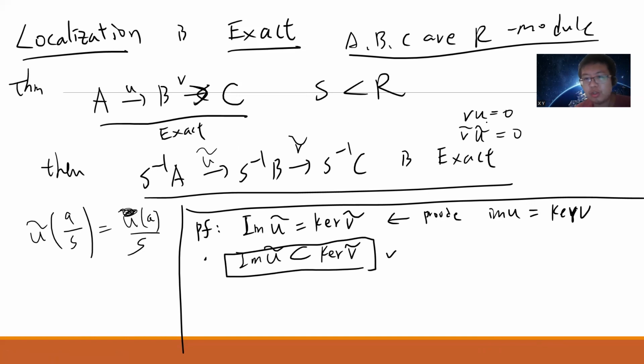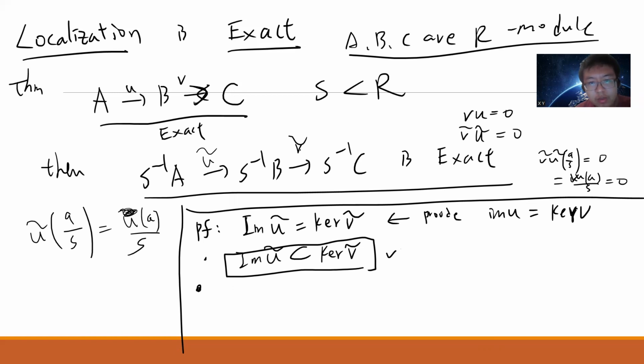So one direction is trivial, because you just check VU of a divided by s, and then you get 0. Obvious, because this becomes VU(a) divided by s, which is 0.